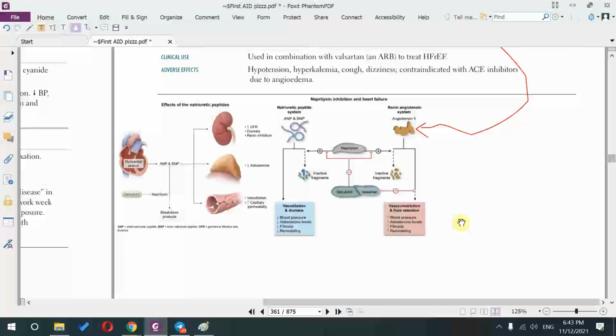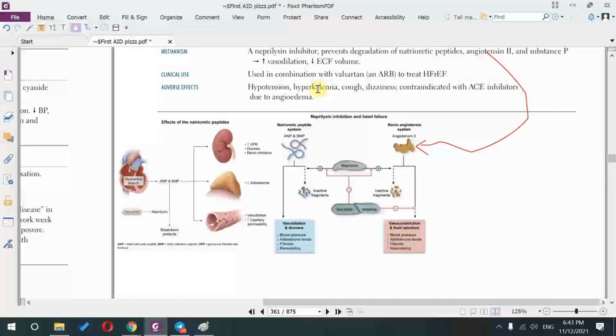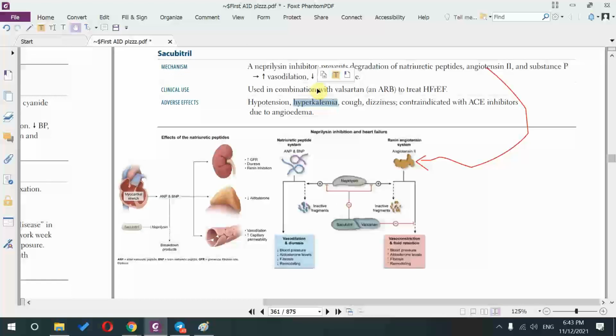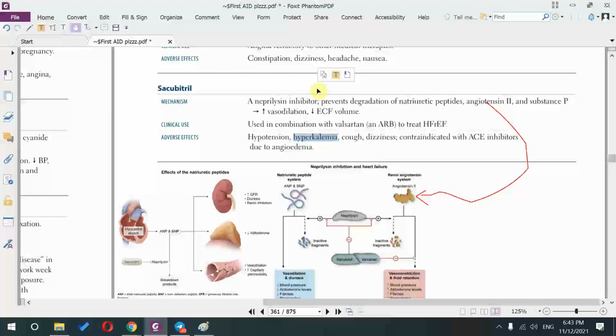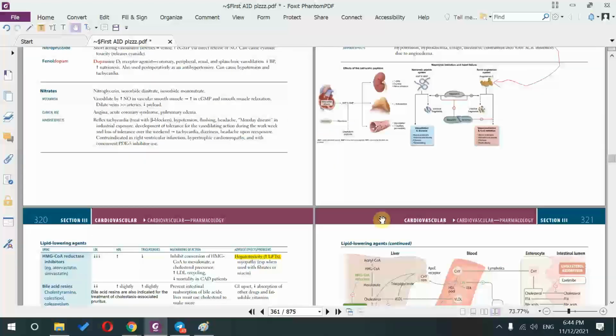So this hyperkalemia thing, be careful of it, because aldosterone increases sodium absorption, that's different. Hyperkalemia will happen if you give it in a combination with valsartan. So the side effects they are mentioning here are when it's given in a combination with valsartan, because the hyperkalemia occurs with valsartan for sure. It's contraindicated with ACE inhibitors due to the risk of angioedema. Angioedema I will show you in the future.